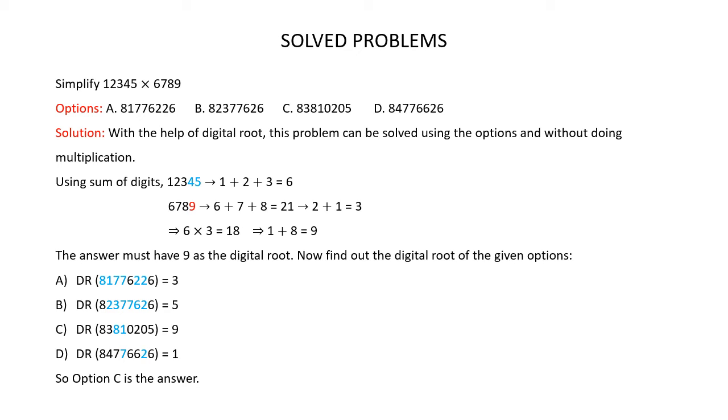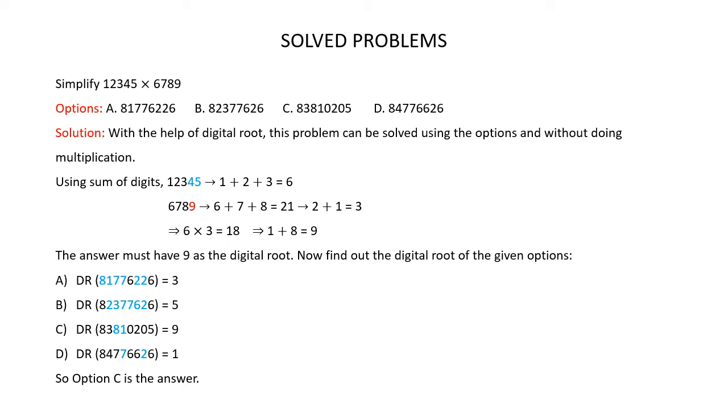First, consider the number 12345. Here, 4 plus 5 is 9, so you can ignore these two digits and you are left with 123. 1 plus 2 plus 3 is 6. Now consider the number 6789. You have the digit 9 here which you can neglect, and you're left now with 678. So 6 plus 7 plus 8 is 21 and 2 plus 1 is 3. So 6 multiplied by 3 is 18 and 1 plus 8 is 9. So the answer must have 9 as the digital root.